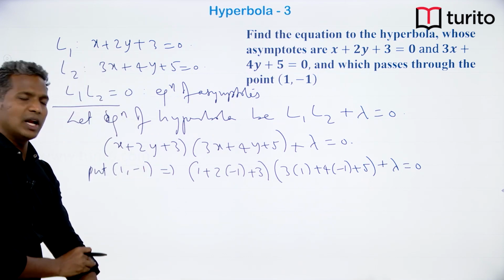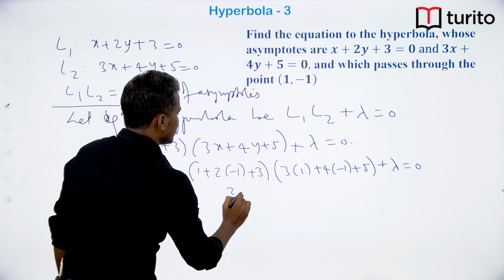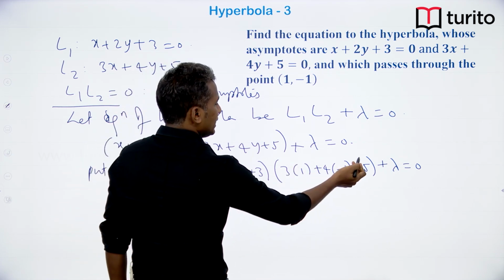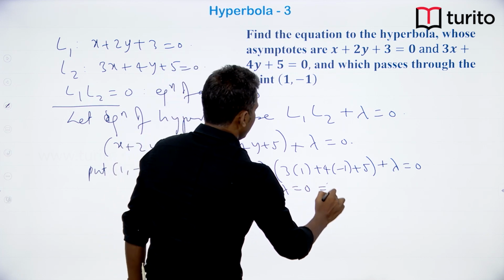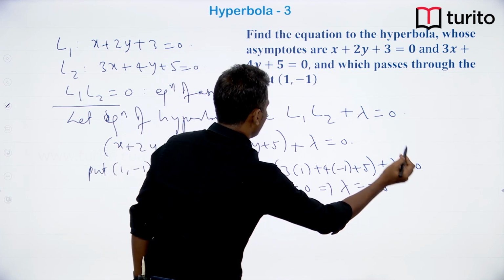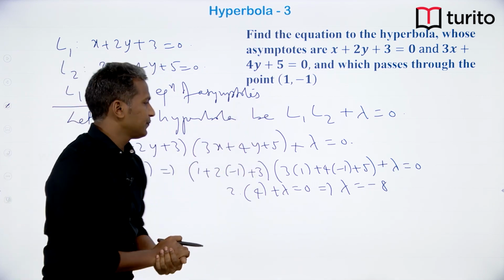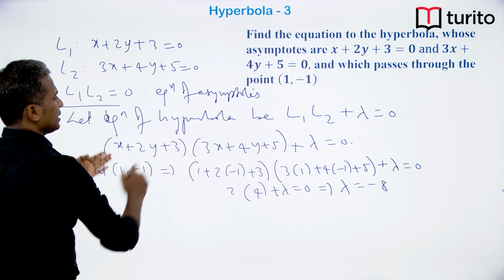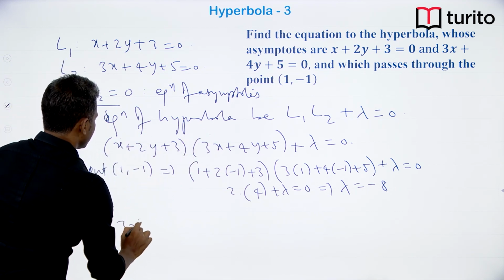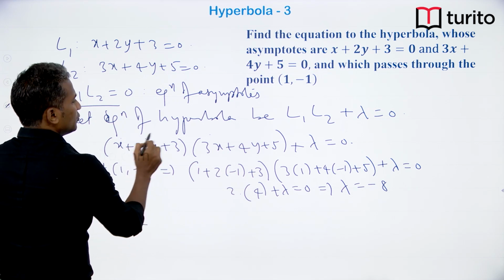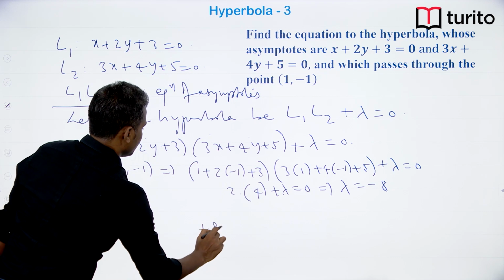So, what is the value of lambda that we are getting? Here we are getting 4 minus 2 which is 2, and here we are getting 8 minus 4 which is 4, plus lambda is equal to 0, which means lambda is equal to minus 8. So, we just have to put that minus 8 here. What do we get? I am just multiplying and writing. x into 3x gives me 3x square. Now, 2y into 4y will give me 8y square.